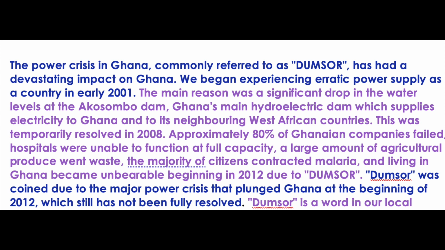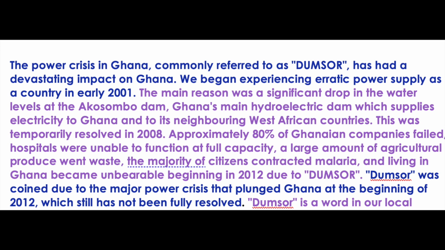The power crisis in Ghana, commonly referred to as Dumsor, has had a devastating impact on Ghana. We began experiencing erratic power supply as a country in early 2001. The main reason was a significant drop in the water levels of the Akosombo Dam, Ghana's main hydroelectric dam, which supplies electricity to Ghana and to its neighboring West African countries. This was temporarily resolved in 2008. Approximately 80% of Ghanaian companies failed. Hospitals were unable to function at full capacity. A large amount of agricultural produce went to waste. The majority of citizens contracted malaria, and living in Ghana became unbearable beginning in 2012 due to Dumsor.